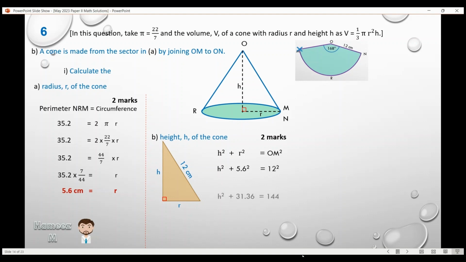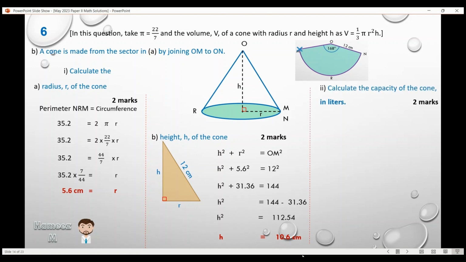And we know what 5.6 squared is: 31.36. 12 squared is 144. So H squared is equal to 144 minus 31.36. So H squared is equal to 112.64. As such, if you want to find H, which is the height of the cone, it's the square root of 112.64, which works out to be 10.6 centimeters. Knowing that, let's go on to the last part.